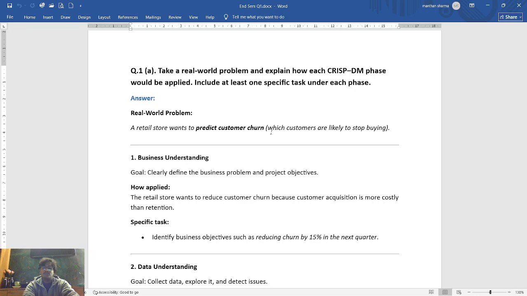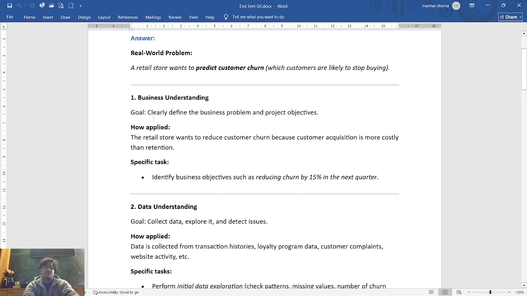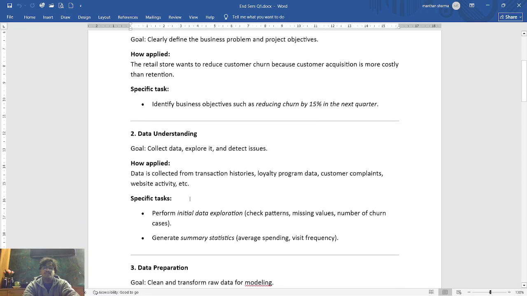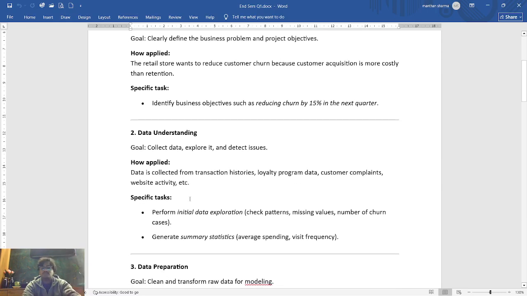So this phase is all about understanding the business problem and defining clear objectives. We were talking about the business understanding. Now moving on to the data understanding. In this phase, we start exploring the data. The store collects data from different sources like transaction history, loyalty program data, website activity, and customer complaints. And we look for patterns. We check the summary and we apply statistics and identify the missing values. The goal is simply to understand what the data looks like.